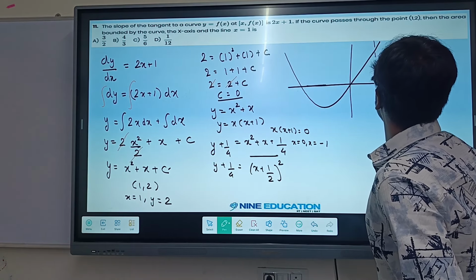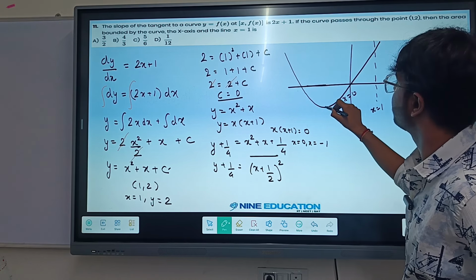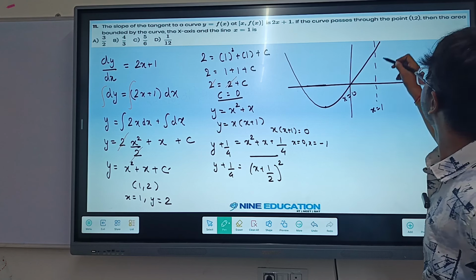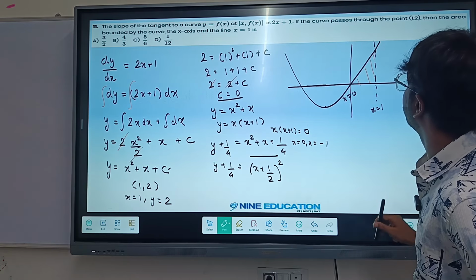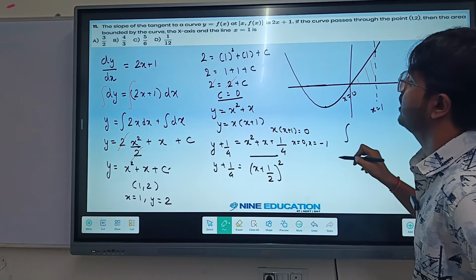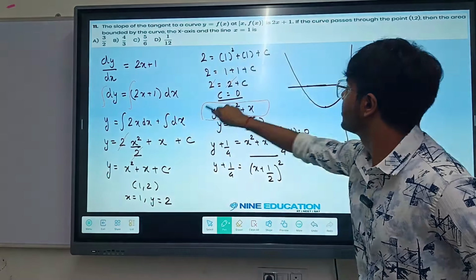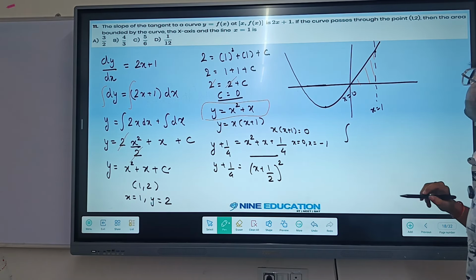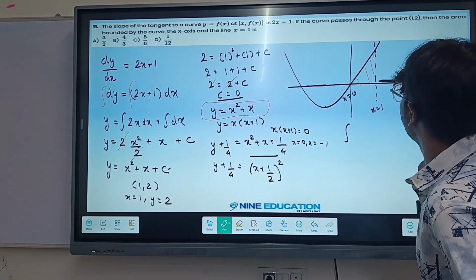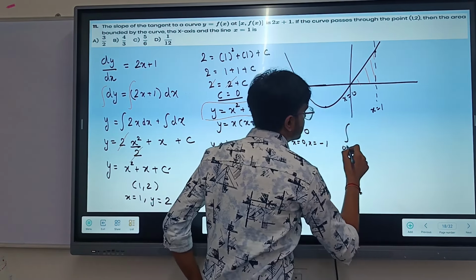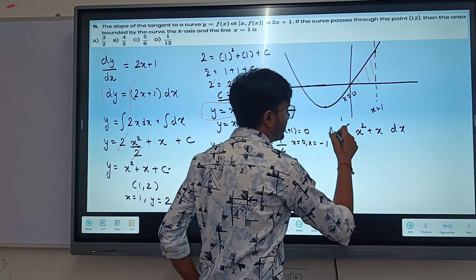And this is x equal to 1. This is x equal to 0. Although the vertex part wasn't needed, but still. So from x equal to 0 to 1, I have to find this whole area. How can I find this whole area? I can integrate the curve, which is y equal to x square plus x, from x equal to 0 to x equal to 1. Area bounded by curve, x-axis and x equal to 1. So 0 to 1 x square plus x dx. This will be the area required.